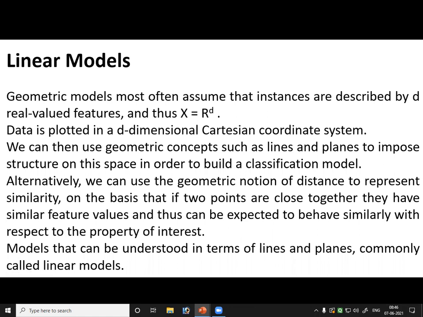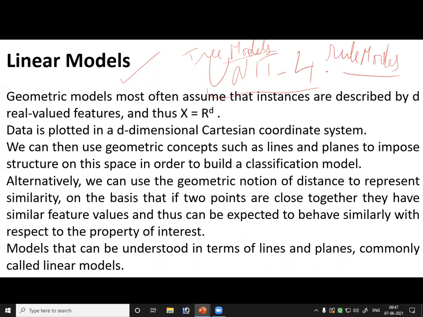Today we are moving on to the new chapter called linear models, unit number 4. We already learned about tree models and rule models. So what are the major differences between these? Tree model, rule model, and now linear model.